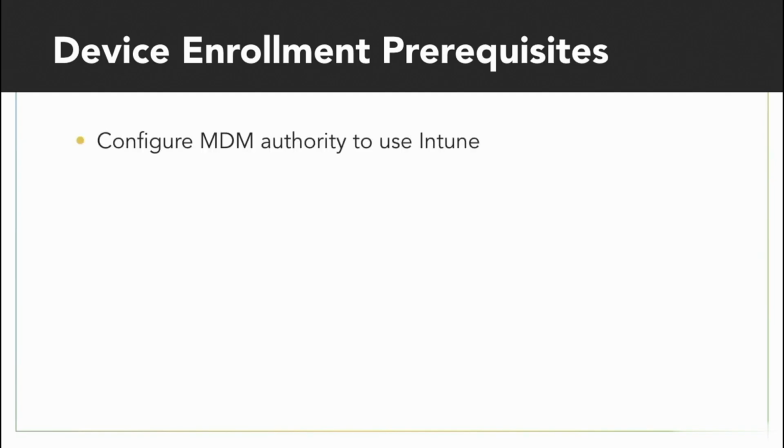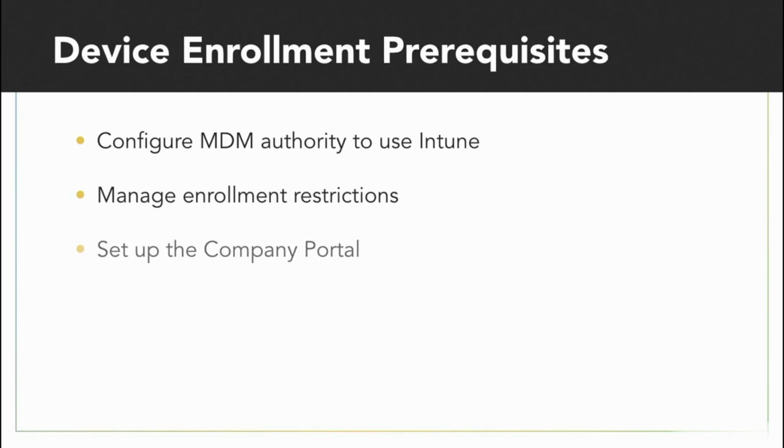The MDM authority needs to be set to Intune. You'll manage any enrollment restrictions, set up the company portal, and finally, you'll set up device management for the specific platform of mobile devices that you wish to enroll, such as Android, Apple, or Windows devices. You should then be ready to start enrolling devices.